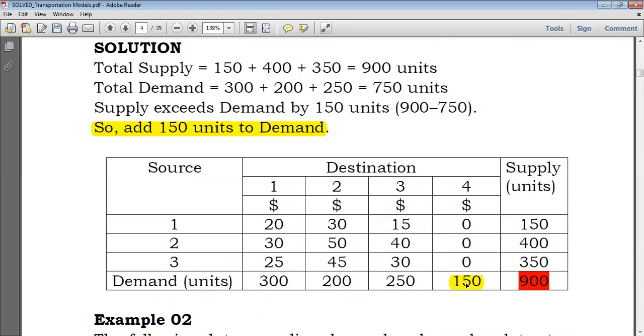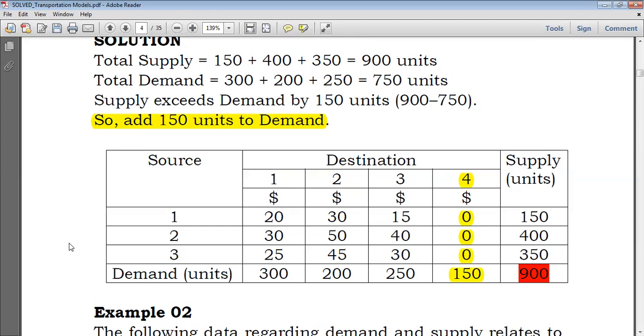So you would have to add another column, which you would call column 4, destination 4, and you assign the zero cost here because it's non-existent. You are just doing it for the sake of computing the optimal solution, but actually it's not existent. So just put zero costs there. After that, you are done. You have already balanced the problem. It's just like that.